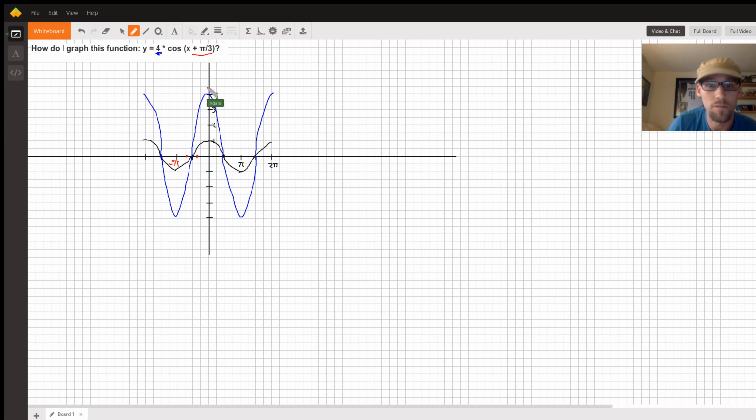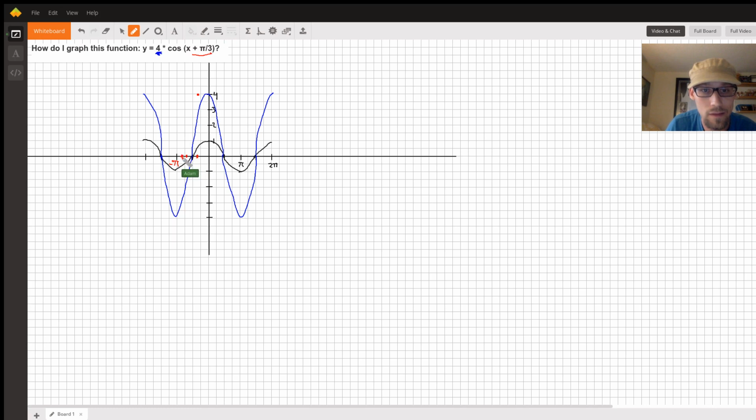So my new maximum, instead of being here on the y-axis, is going to be over by pi over 3. So boom, that's going to be my new maximum here. And this 0 was here. It's going to be shifted over by pi over 3. Ooh, that is challenging, isn't it? Because this is at pi over 2. It's going to go a third of a pi, which is like here.